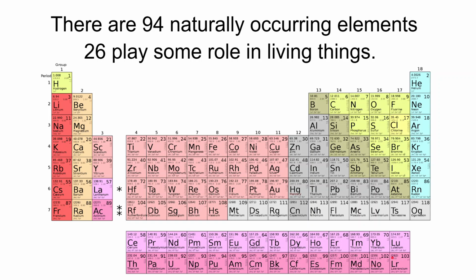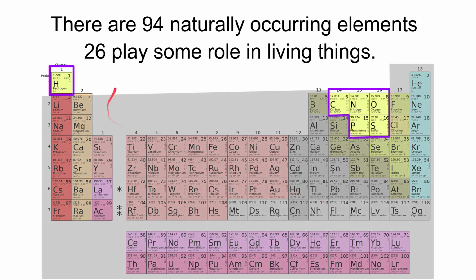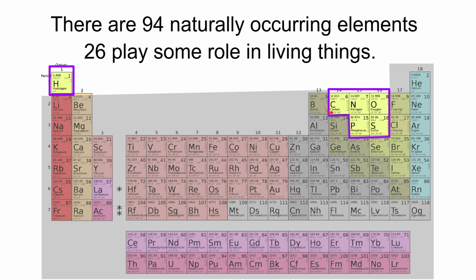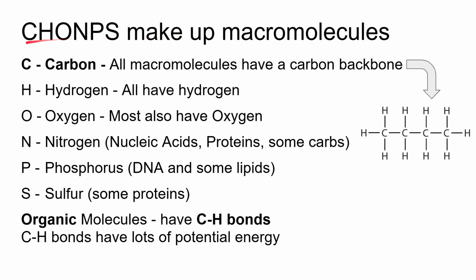Of these 94 naturally occurring elements, only about 26 actually play some sort of role in living systems. And of those, CHONPS, CHONPS, are the ones we're mostly interested in when it comes to macromolecules. All right. It's kind of interesting, actually, if you look at them all here. They're all sort of next to each other. We have this first row, we have hydrogen, and then the C, N, and O, and then the phosphorus and sulfur. Now, CHONPS: carbon, hydrogen, oxygen, nitrogen, phosphorus, and sulfur. These are what make up macromolecules primarily.